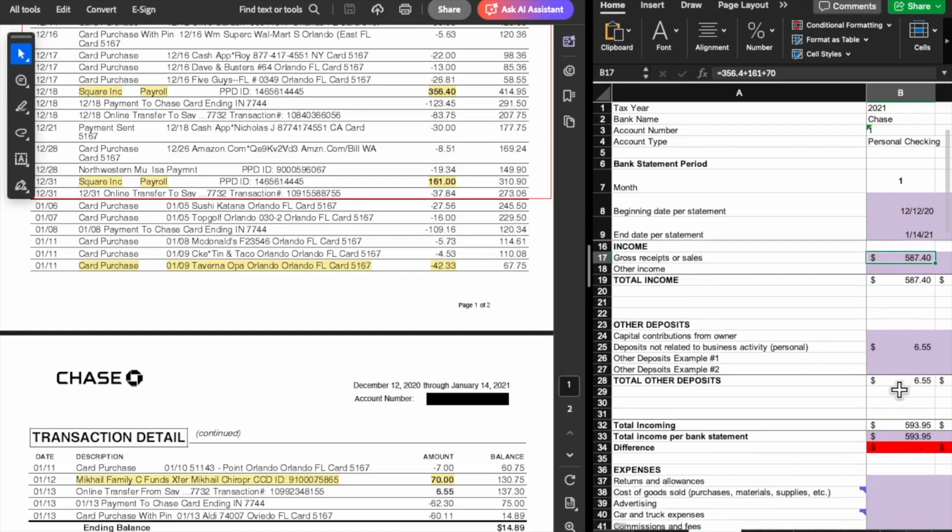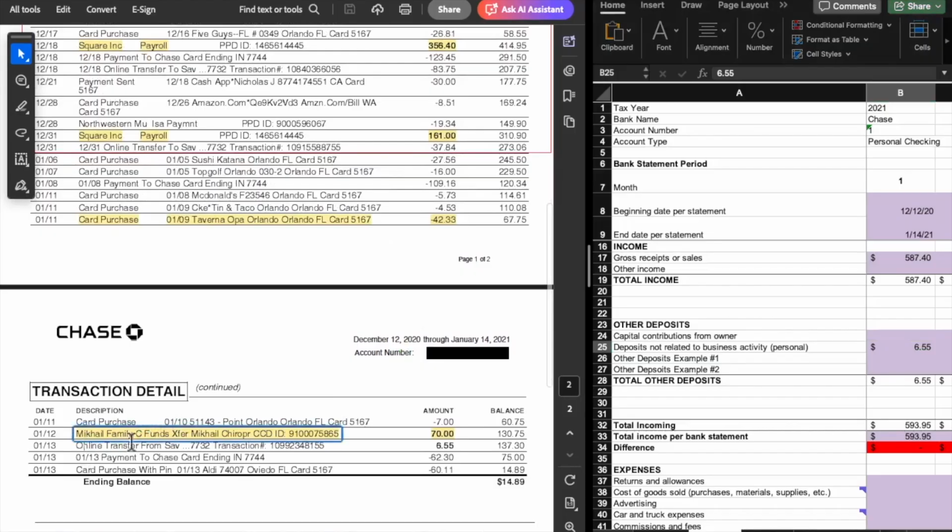And then since this bank account mixes his personal with his business things, it's also important to put what his non-business items were onto the summary so everything reconciles, and you'll see what I mean in a moment. So this guy had a deposit of $6.55 that was not related to his business activity, and we see it right here. Online transfer that was not related. He told me that's not related to his business. And the reason why we're putting it here again is so that we can reconcile with the bank statement, and this is what I mean.